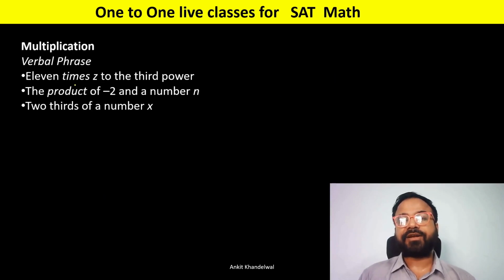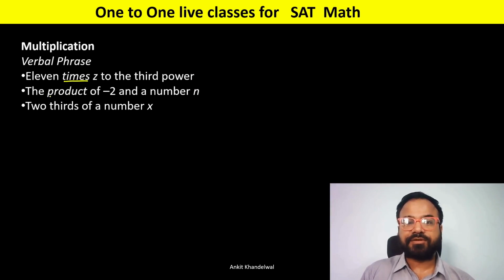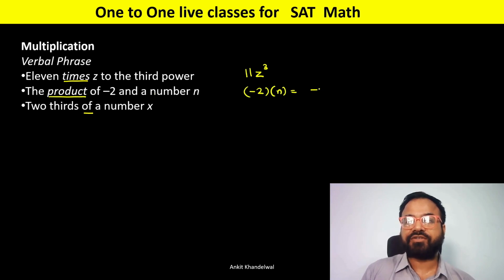In the same way, look at this multiplication. Generally in multiplication we use the words times, product, of. Look at this first one. It says 11 times z to the third power, so z having a power of 3. The product of -2 and a number n means -2 multiplied by n, which will become -2n.